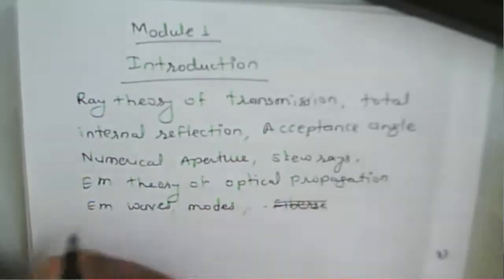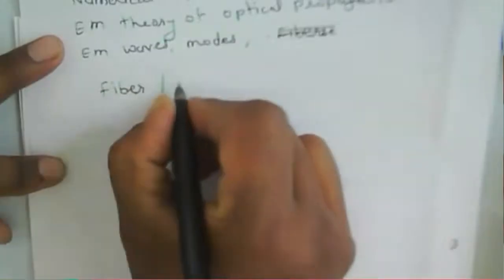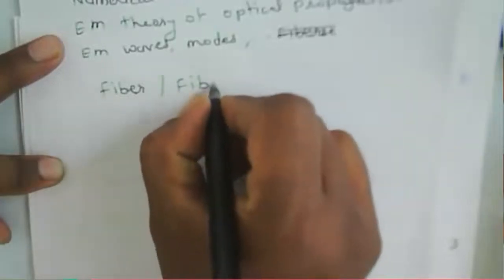Again, one more thing. Sometimes if you see that some books, they may write fiber or they may write fibre. Okay, ER or RE.